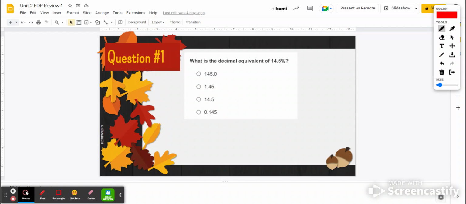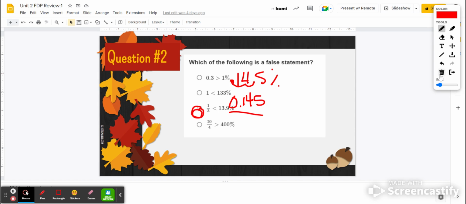All right, so looking at question number 1, what is the decimal equivalent to 14.5%? So if I write 14.5%, remember, we don't want that on our test. And to go from percent to decimal, I move this decimal 2 spaces to the left. And then I want to rewrite it so I can really look at where that decimal went. There I go. And there's my answer.